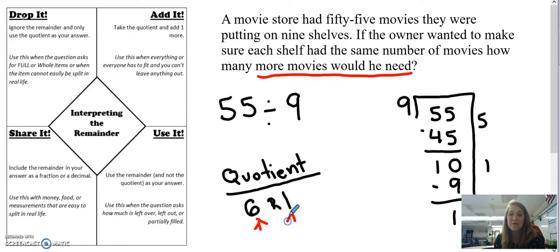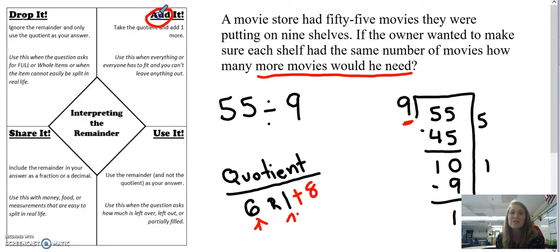But that 1 means that I have 1 movie that's left over. And that's not going to work because I can't just put it on a shelf and make one shelf have 7 movies with the rest 6. So instead, I'm going to need to get more movies to put on all those remaining shelves. In other words, I'm going to need to get 8 more movies. Because if I get 8 more movies, then 8 plus 1 equals 9 for those 9 shelves. And then I can have a total of 7 movies on every shelf, and that would be equal.